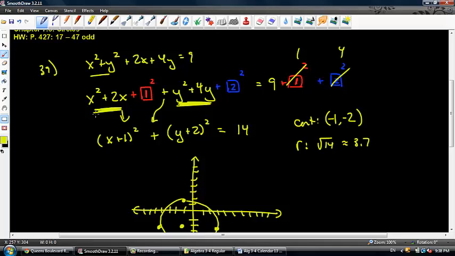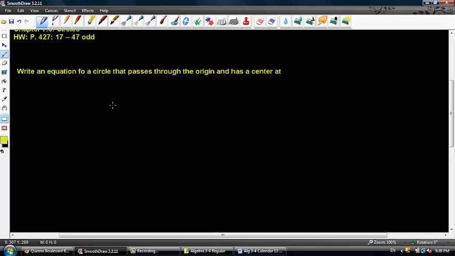Okay. Let's take a look at some harder problems here. Number 45. Okay, number 47 here is a bit of an odd problem. It's asking you to write the equation of a circle that has a center at negative rad 13, comma 42 and passes through the origin. And we all know the origin coordinates are 0, 0.